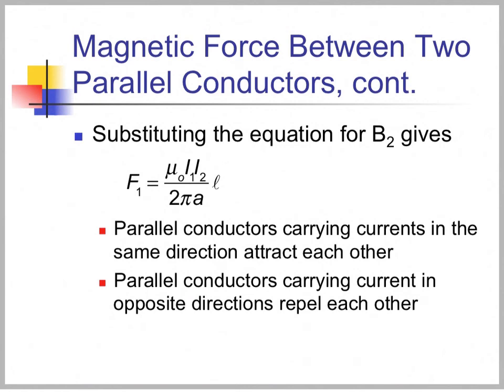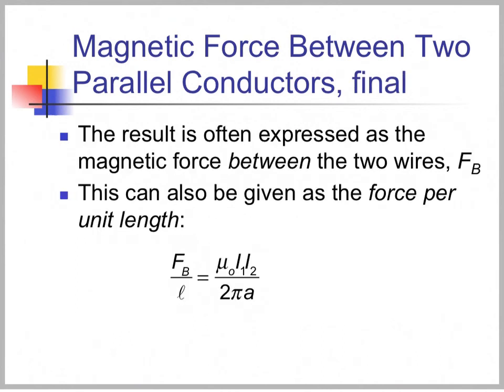So parallel conductors carrying currents in the same direction attract each other, and parallel conductors carrying currents in opposite directions repel each other. The result is often expressed as the magnetic force between two wires, F_B. It can also be given as the force per unit length, or F over L, is mu naught I1 I2 over 2 pi a.